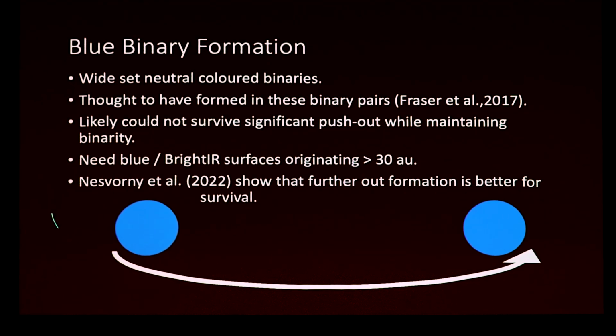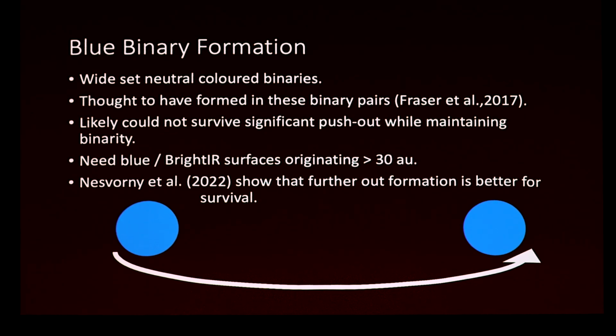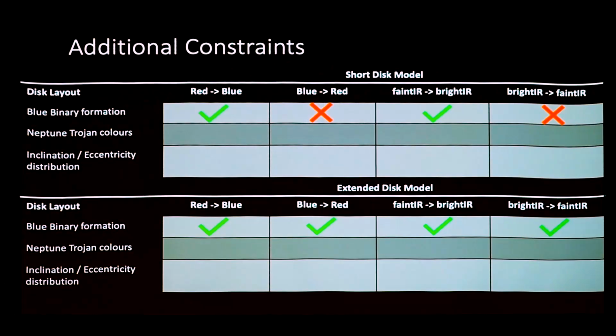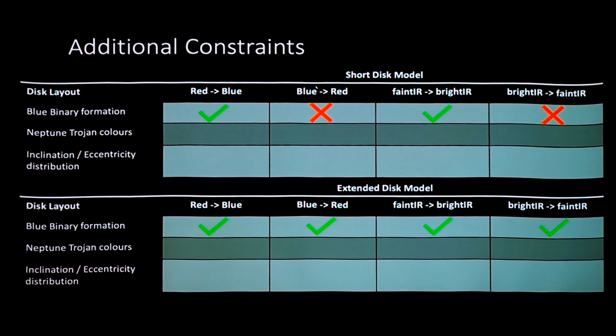So in order for these blue binaries to exist, you need blue, or also bright IR as well as blue, surfaces to exist beyond 30 AU, not only within that. And to be clear, David Nesvorný did some simulations in 2022 and showed that further out formation is better for their survival. So although they can technically survive at 30 AU, ideally you want it further out. But either way, it does rule out a couple of cases for certain.